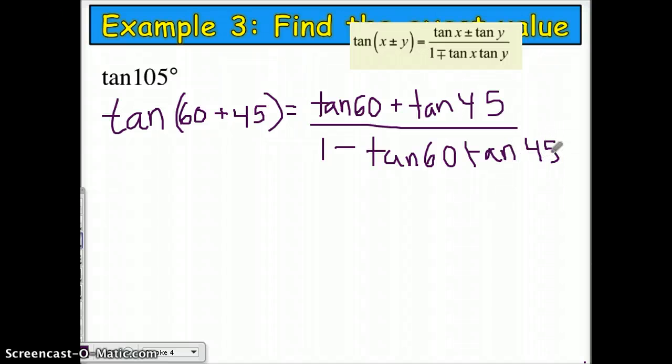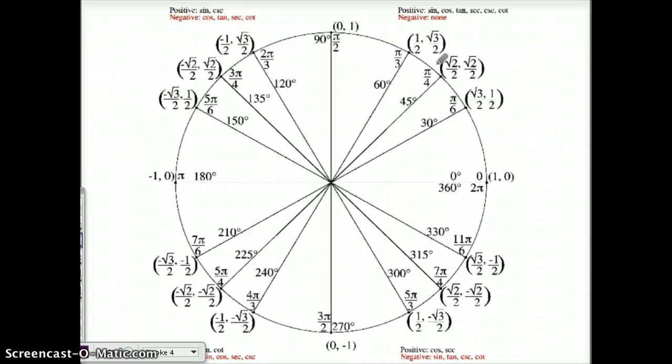Okay, now finding the tangent from the unit circle is a little bit more complicated because the x-coordinate's the cosine and the y-coordinate's the sine. So to find the tangent using just the coordinates, you'd have to do y over x, or you could sketch a reference triangle, whichever is easier for you. So to find the tangent of 60, you could do the y-coordinate divided by the x-coordinate. This will always work.